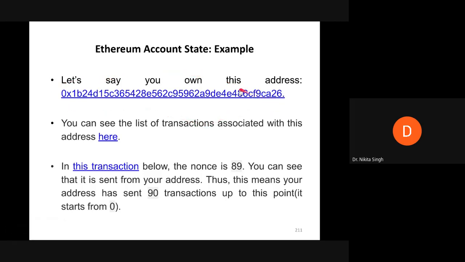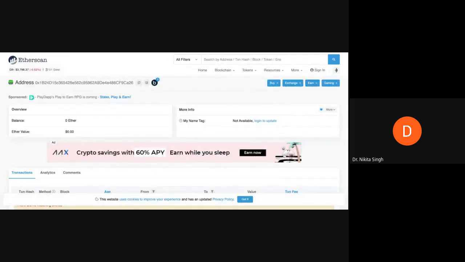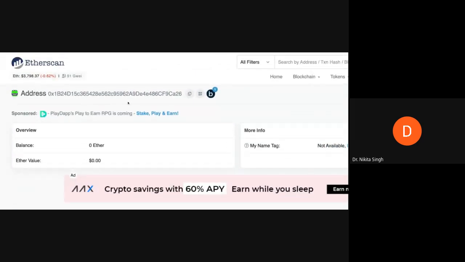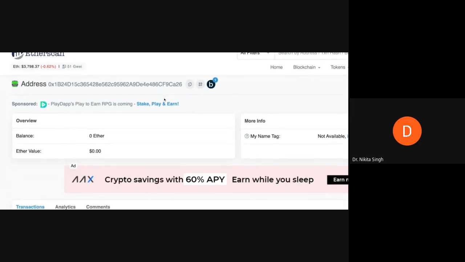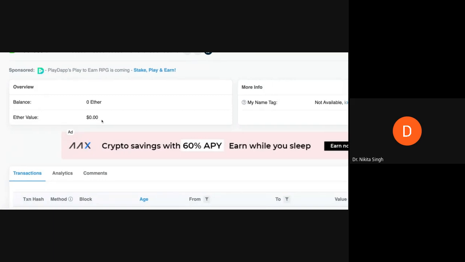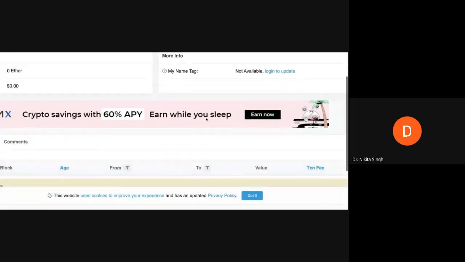If you click on this address, is the screen visible here? If you have clicked on this address, I will zoom a bit. So this here is the address that we have been talking about. Now, this address has no balance. It says 0 ether, and the dollar value is also not present. And since we are not logged in, the name information is also not present here.